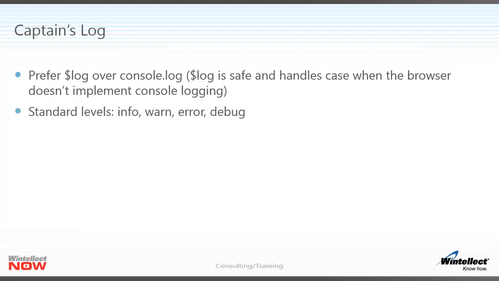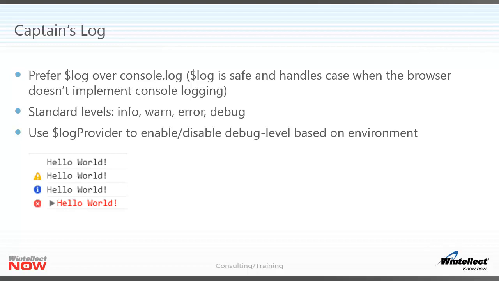The $log service provides an API with standard levels of logging. So you can log informational text, you can log a warning, an error, or simply a debug statement. And you can use $logProvider to enable or disable those debug level statements. That means you can write those debug statements in your Angular modules and then show them in development, and in production suppress them so that they do not appear in the console.